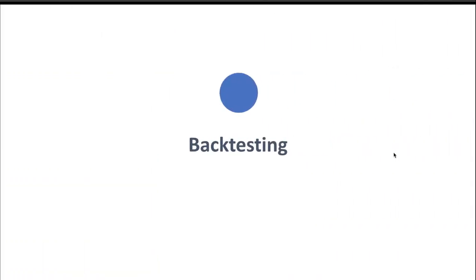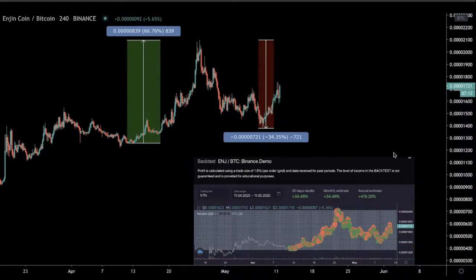Another sophisticated instrument, but I will explain it in very simple terms, is backtesting. Backtesting is basically the instrument which takes the historic data to calculate what the return would be if you had initiated the bot at that period of time in the past.